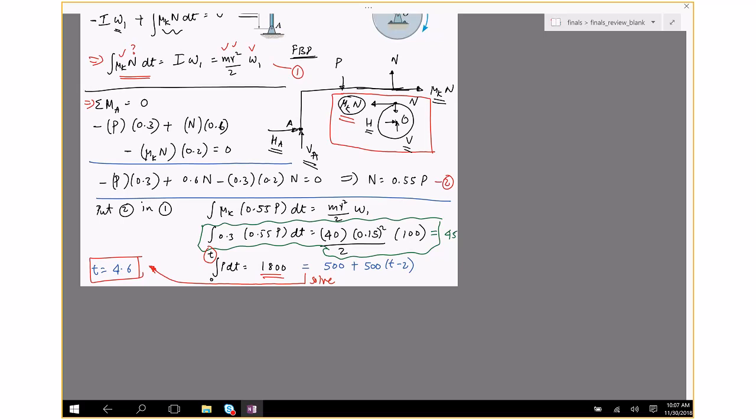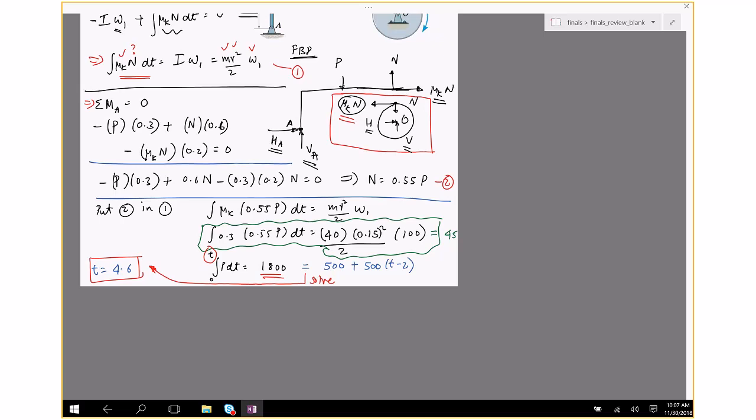Okay, so looks like I made an error here, but let me check. So this is what I did. You get P equals 45, but N equals 0.55P, so plug this in here. The solution in the book agrees with this 45. Apparently there's some problem with this. Let me figure that out. What's wrong?